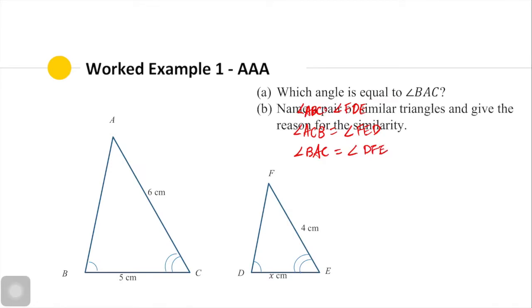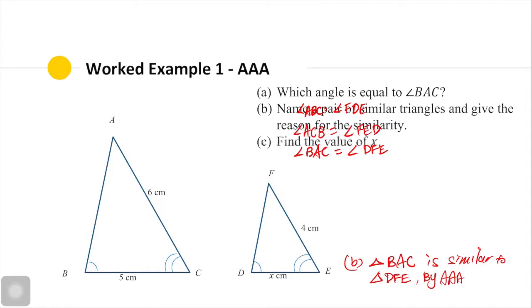Okay, part B. Name a pair of similar triangles and give a reason for similarity. You must make sure that for part B, the way you label your triangle, the corresponding sides must be in order. So triangle ABC is similar to triangle DFE, because this is by angle test.